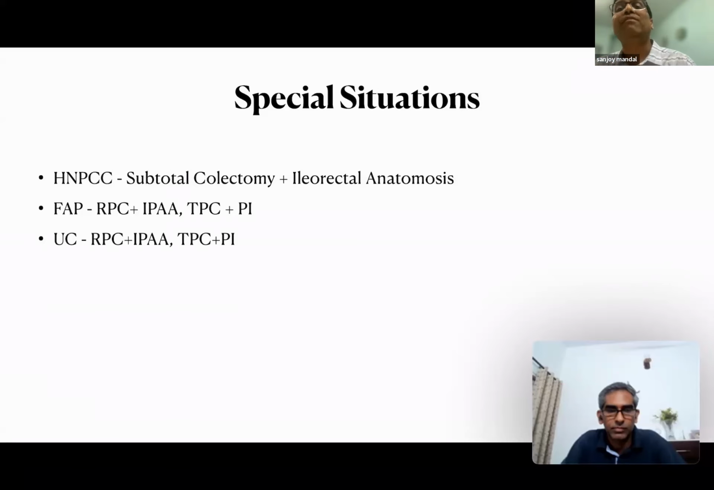And the same would be for UC, where you have come across dysplasia or malignancy in any of the specimens. So for UC, it is never a partial colectomy or a segmental colectomy. It would always be a total proctocolectomy or a restorative proctocolectomy.